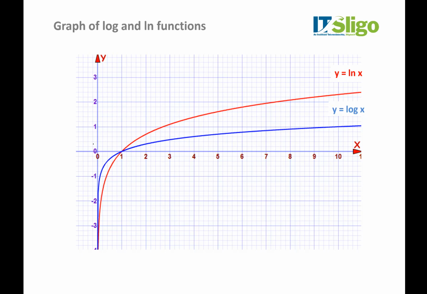Just some common features. Again, we can't get the log of a negative number. We can't get the log or the natural log of 0. So our values have to be positive and greater than 0. When x is 1, they both return an output of 0. So when x is 1, either the natural log of x or the log of x is 0. And then as x gets bigger and bigger, our outputs grow. So as our input grows very quickly, our output grows much more slowly.